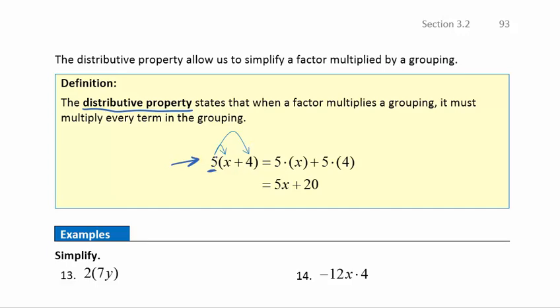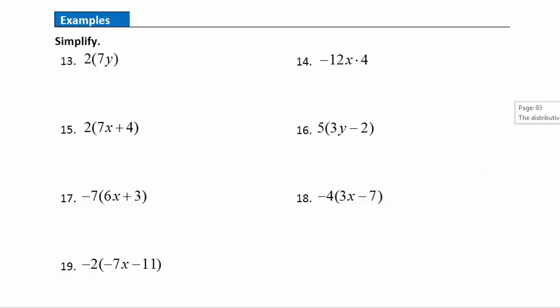So the first thing I'll do is I'll take 5 times the x, right there. Then the next thing I'll do is I'll take 5 times the next factor, or sorry, the next term in there, which is 5 times 4. So then I would say, okay, 5 times x is going to give me 5x, and then 5 times 4 is going to give me 20. That's how the distributive property works. Let's take a look at some examples now that will help you understand how to simplify an algebraic expression with multiplication.